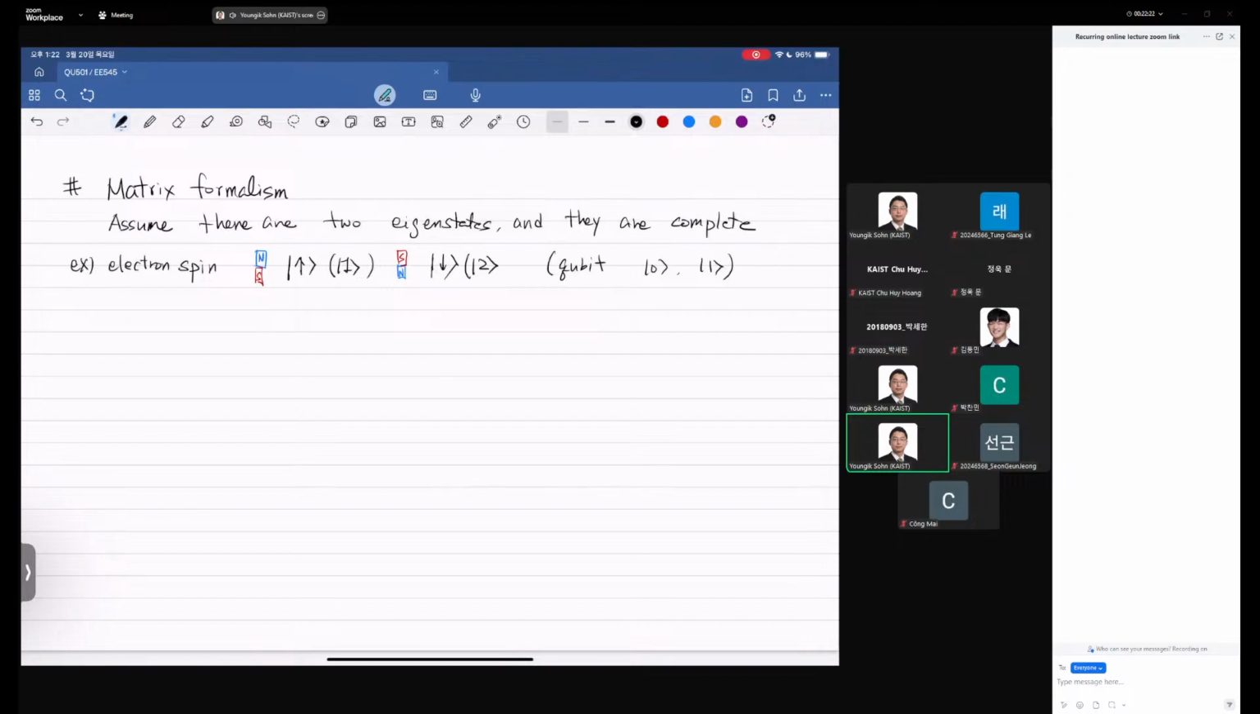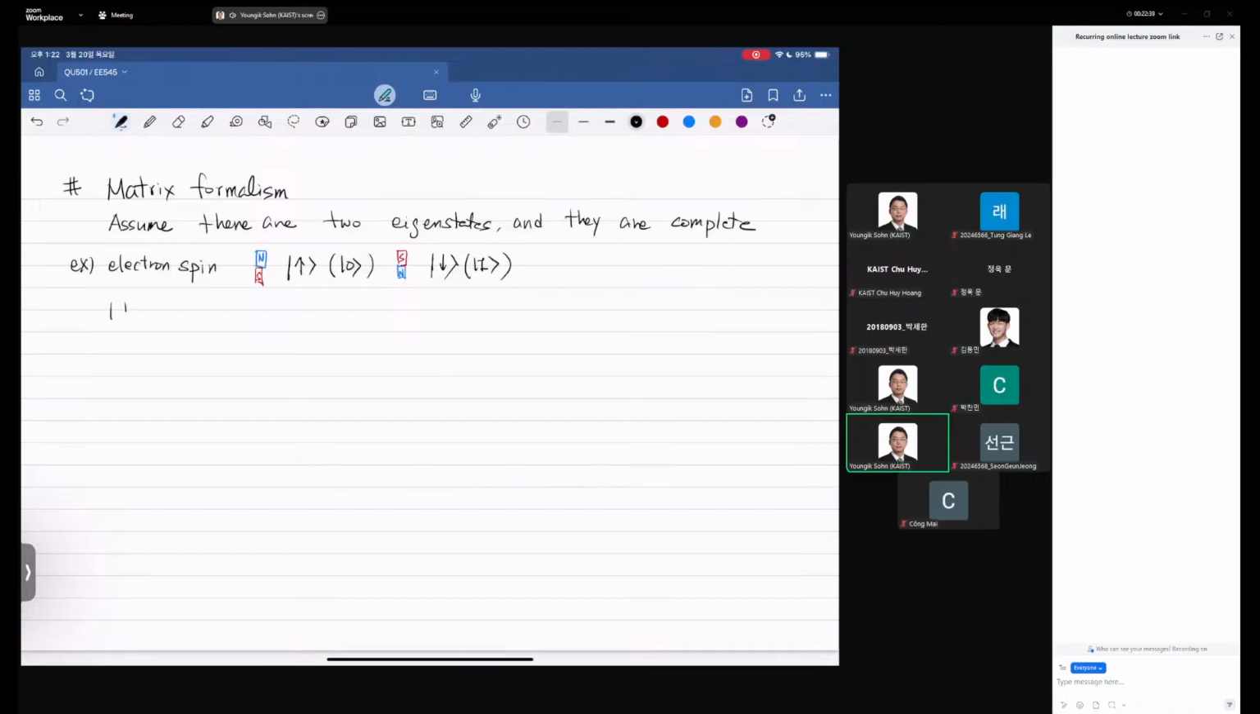I think it may give you confusion. I'll just work with the 0 and 1, okay? Qubit, 0 and 1. Okay, I'll work with the 0 and 1 to make things simple.